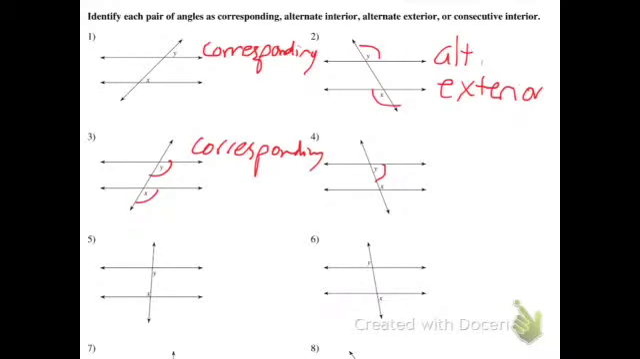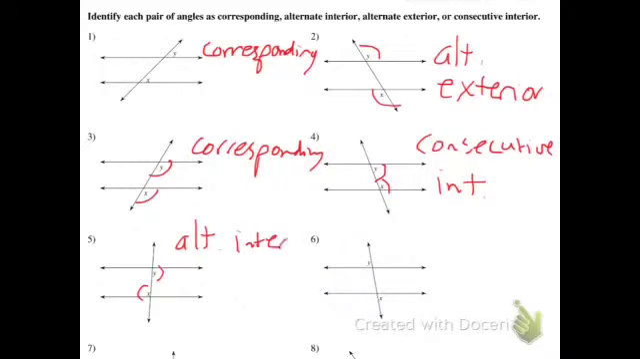On these ones, they're both inside the parallel lines there, so these are consecutive, and they're on the same side of the transversal, so that's why these are consecutive interior angles. On 5, they're on opposite sides of the transversal, so they're alternate interior angles.